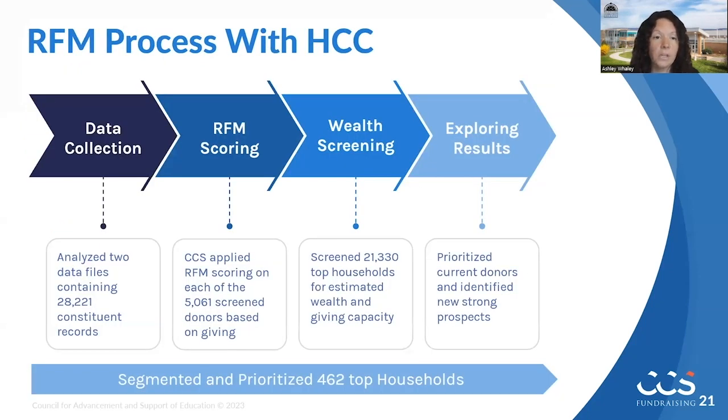So the process with the RFM as it compared to our work at HCC and the data collection analyzed two data files containing over 28,000 constituent records. With the RFMN scoring, CCS applied RFMN scoring on each of the 5,061 screened donors based on giving. With the wealth screening, there were a little over 21,000 top households for estimated wealth and giving capacity. And then exploring the results, we prioritized current donors and identified new strong prospects. All of that segmented and prioritized for us 462 households.